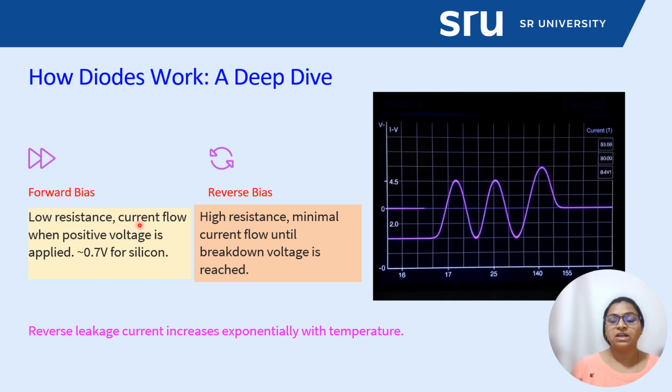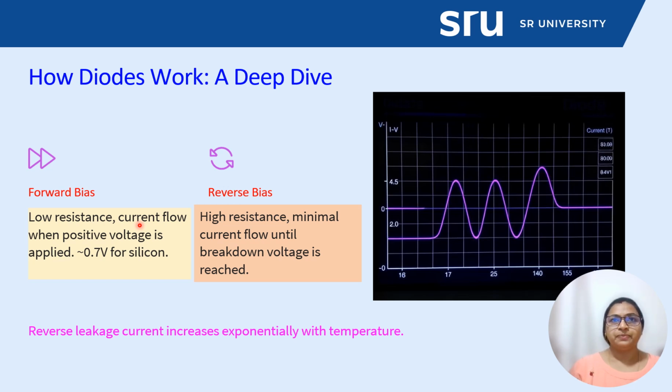As a result, a large amount of current can flow in the forward bias condition. On the other hand, the reverse bias condition basically increases the barrier height and widens the depletion region. So as a result, only a small leakage current flows.